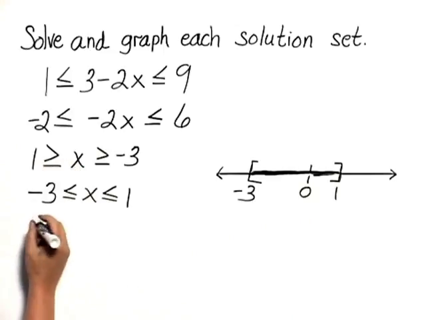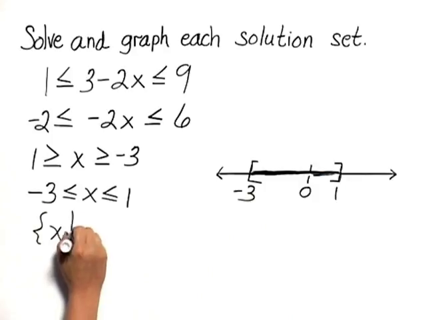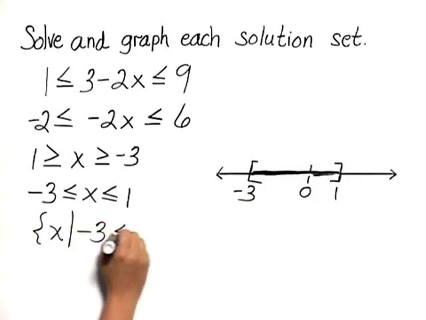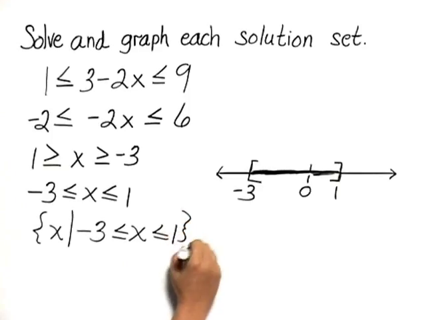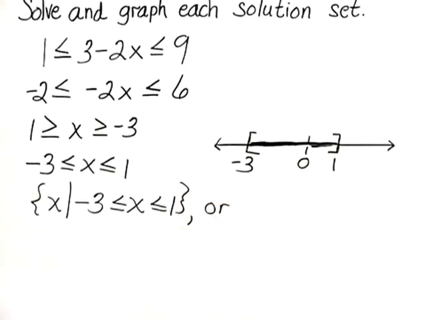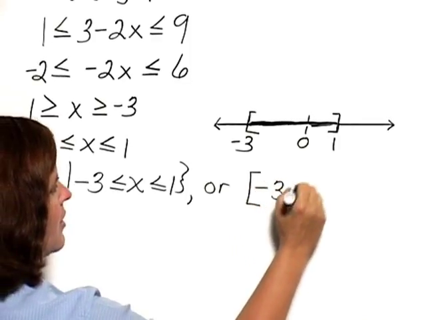The solution set can then be written in set builder notation as the set of all x such that negative 3 is less than or equal to x and x is less than or equal to 1. Or, using interval notation, the interval from negative 3 to 1.